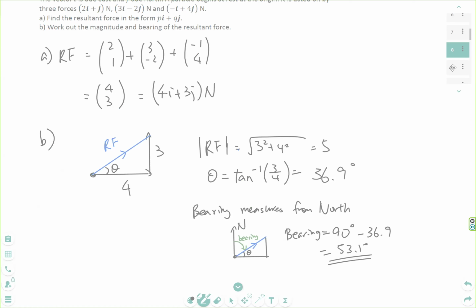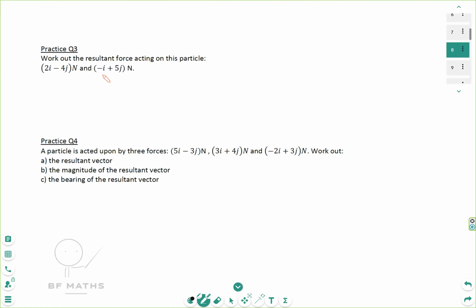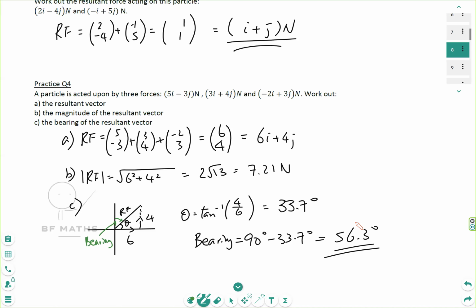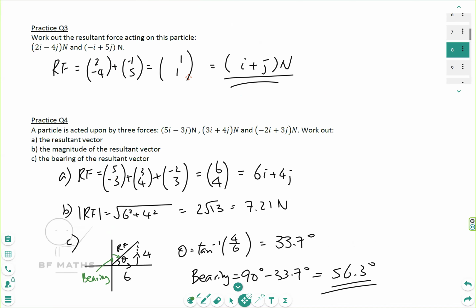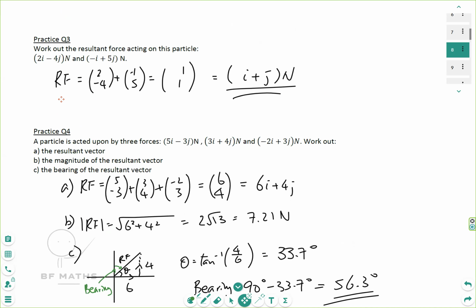Okay, if you're happy with this, have a go at these two questions. Pause the video, have a go at the questions. When you're ready for the answer, you can press play. Here are the final answers. Question 3, quite simply, to find the resultant force, add them up together.